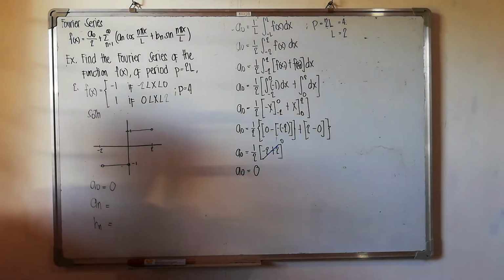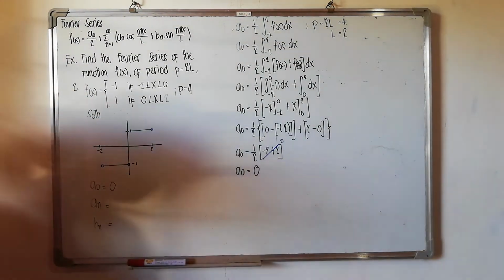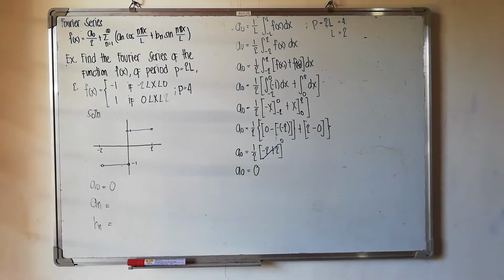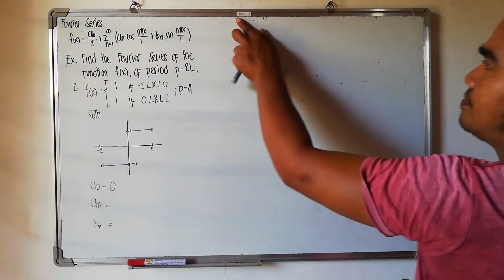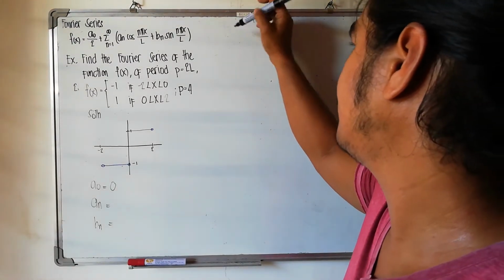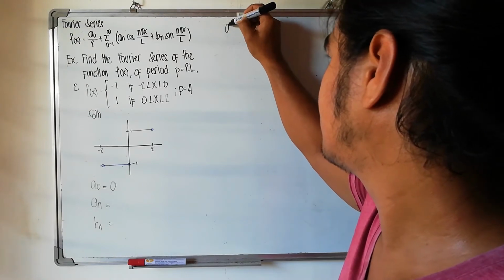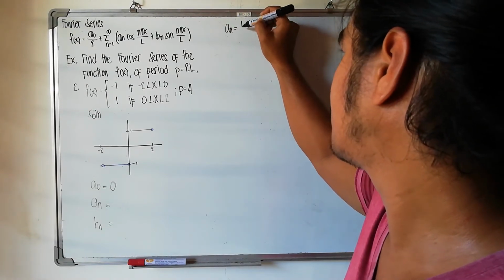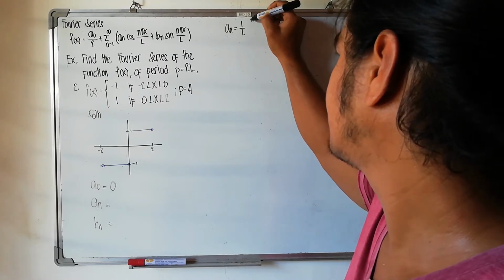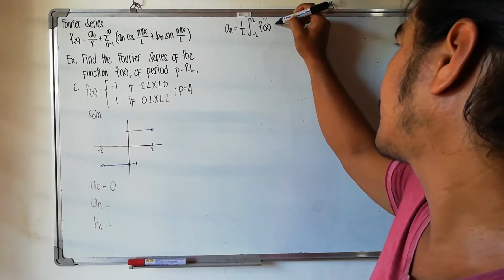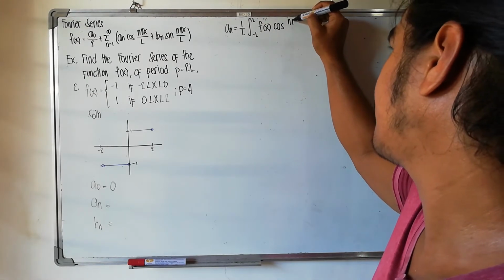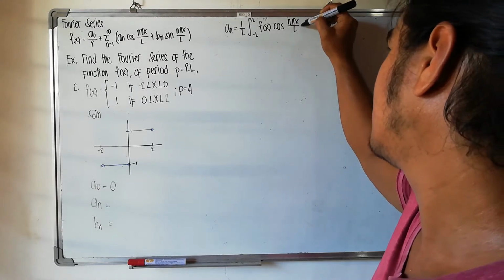Now we need to find your a sub n. So for your a sub n, you will have a sub n is equal to 1 over L integral of negative L to L f of x times cosine n pi x over L dx.